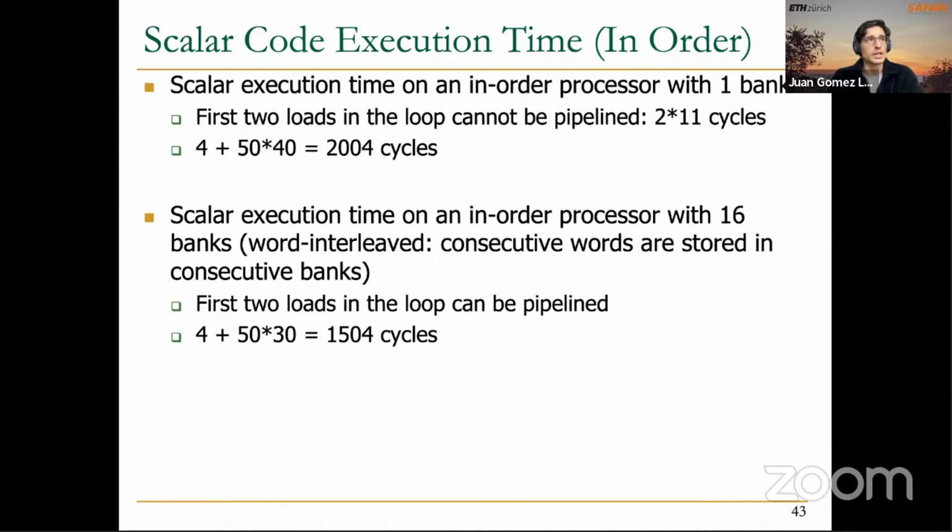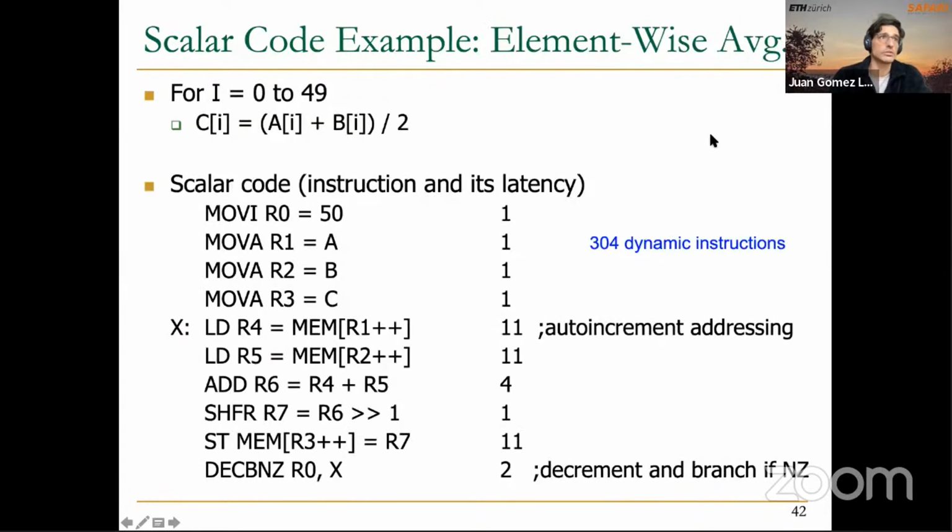Now the point is that we can estimate the scalar execution time on an in-order processor with one bank, right? The first 2 loads in the loop cannot be pipelined. So this means that it's 2 times 11 cycles. We continue with the example that I gave you before, latency of access to the memory. I said 11 cycles. That's exactly what we have here. And you see also in this column, for every single instruction, the number of cycles it needs to execute.